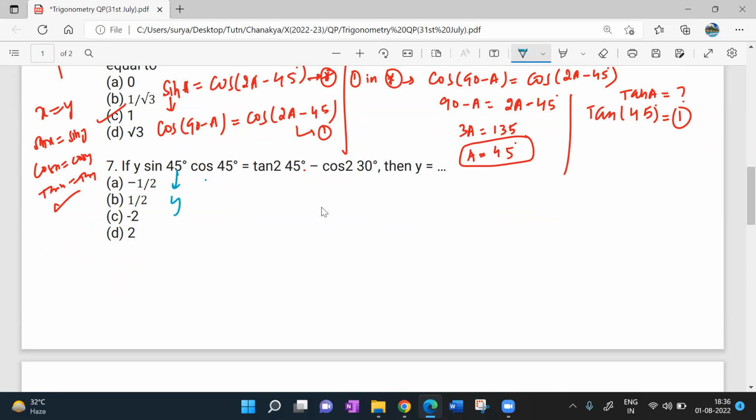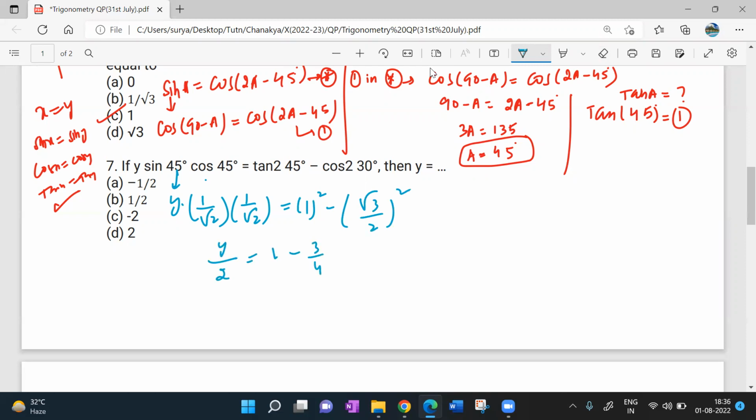Sin 45 is 1 by root 2. Cos 45 is also 1 by root 2, is equal to tan square. Beta, this is square actually. So you should have understood that it is not 2 into 45. Tan square 45 is nothing but 1 square minus cos square, that is root 3 by 2 whole square, right? Then y by 2 here, 1 minus 3 by 4. So y by 2 is equal to 1 by 4. Am I correct? So the y value is 1 by 2. Option B is correct. Any doubts?